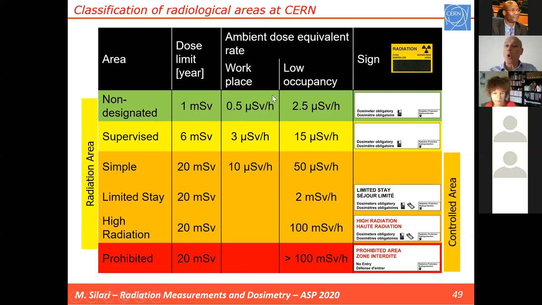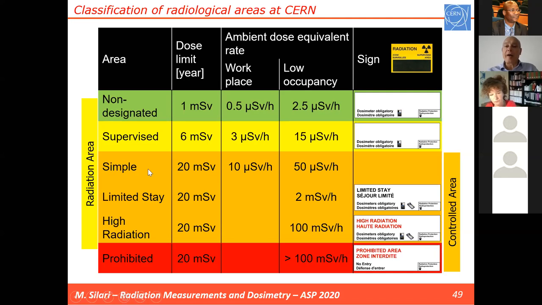If the area is low occupancy, so if people are there only for limited time, maybe for transit, then dose rate guidelines may be up to 2.5 microsievert per hour. A supervised area would, in principle, give up to 6 millisievert per year if you work there full time. So if you work there full time, you could be exposed to up to 3 microsievert per hour, because if you multiply it by 2,000, you will not exceed the dose for category B personnel. And again, if it's low occupancy, you could allow a slightly higher dose rate.